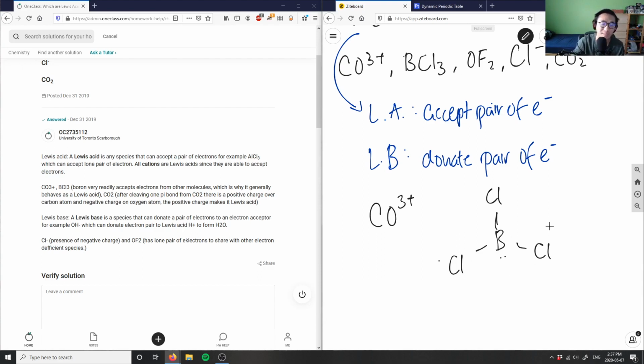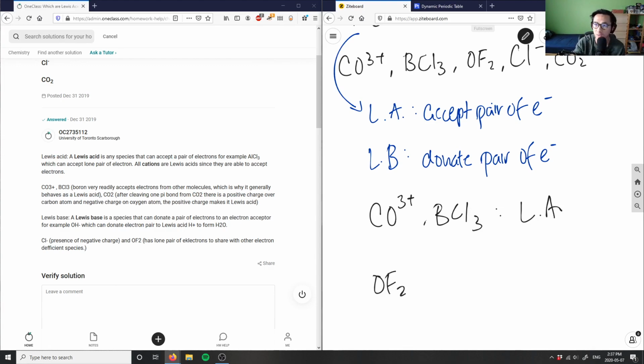I could actually get BCl4 here, if I accept another pair of electrons on chlorine and make BCl4, that would make it a tetrahedral shape, right? So boron's very good because it's always a good Lewis acid, because it can always accept pairs of electrons. So CO3+ and BCl3 are both Lewis acids.